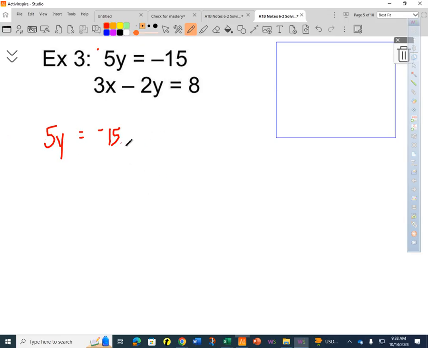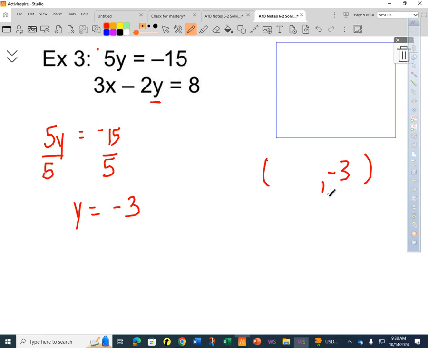Okay. 5 times y equals negative 15, so I need to get a variable by itself so I can use that value to substitute in the other equation. So I'm going to divide both sides by 5. Now I have y equals negative 3. That I can substitute in for the y here. And when I only have one variable, once I've solved for it, or isolated that variable, I also have my coordinate already. So I already know that part of my answer, the y value, is negative 3.